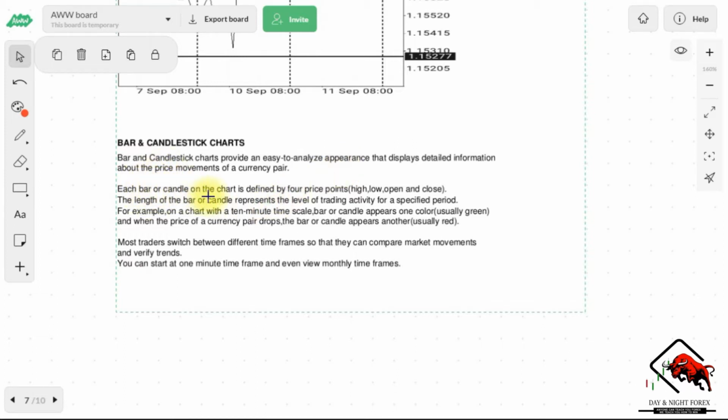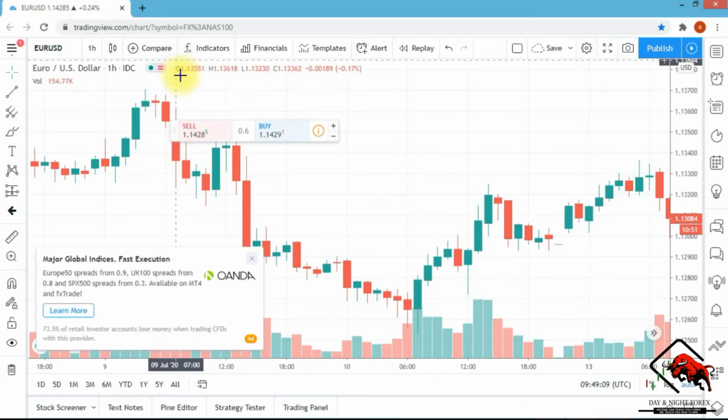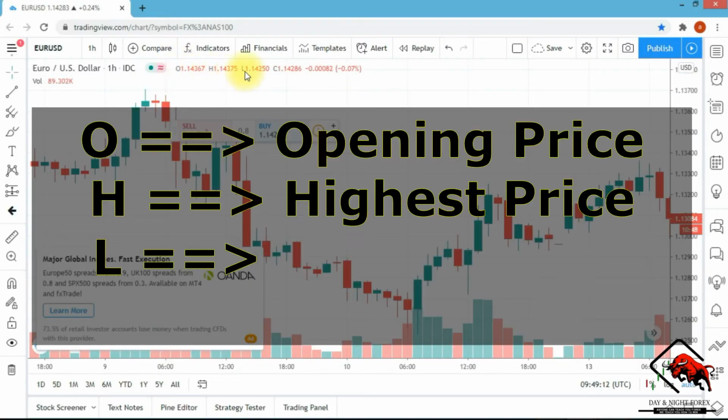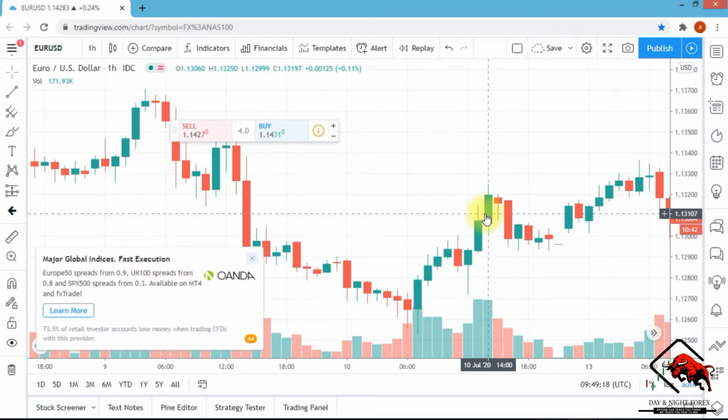So each bar or candle on the chart is defined by 4 price points: the high, the low, the opening, and the close. Let me quickly show you here. At the top, we have the O for opening, the high, the low, and the closing price. For every candlestick, you will see that it's different. It shows you where the trade opened, the highest point that it went, the lowest point that it went, right here at the wick at the bottom, and then the closing price.